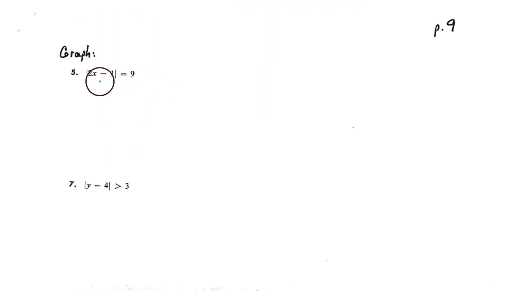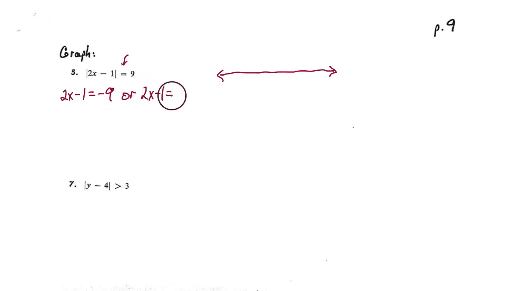Here's another graphing problem. It also has absolute values. We're going to graph it on the number line, but not until after we've solved it with algebra. When an absolute value problem has an equal symbol, the way that you rewrite it with algebra is the expression in the bars is equal to negative 9, or the expression in the bars is equal to 9. Now solve both of these statements.